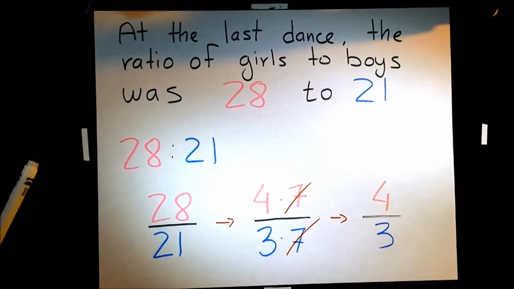It's still just like the others. It is identical, but this is the simplest form. So the ratio of the girls to boys at the last dance is 4 to 3, which is the same as 28 to 21. But mathematically, if we can make the numbers smaller, it just makes everything better. Any questions on this?